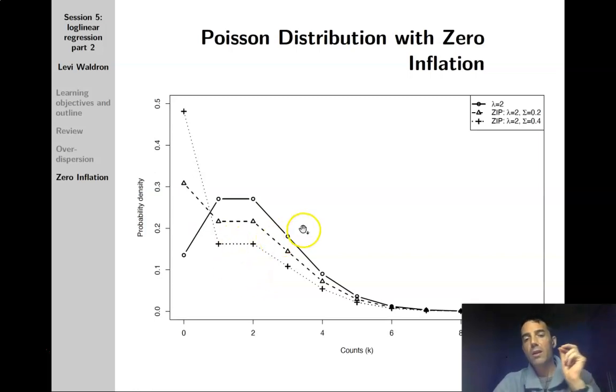What does that look like? So here, I'm plotting a couple of zero inflated Poisson distributions. First is just a regular Poisson distribution with lambda equal to 2, so that's the one with the circles here.